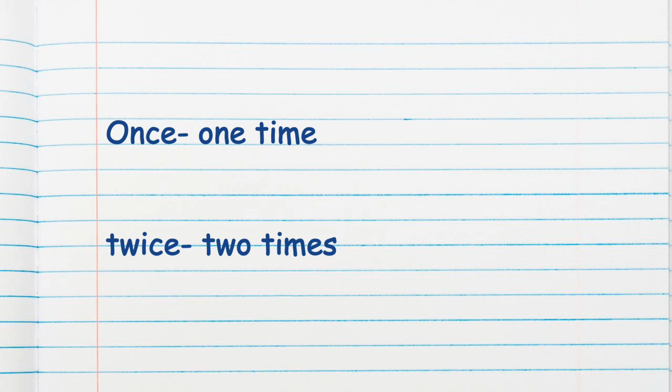Once. Once means one time. Twice. Twice means two times.